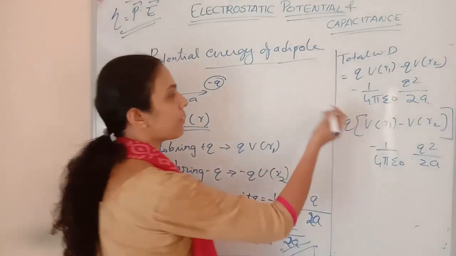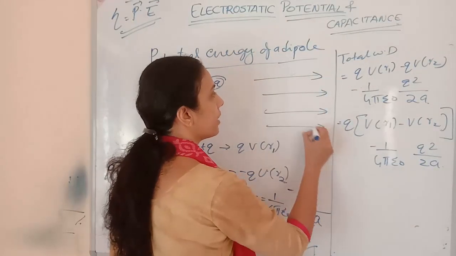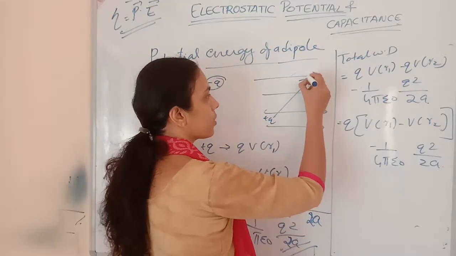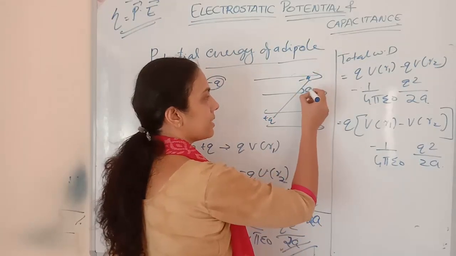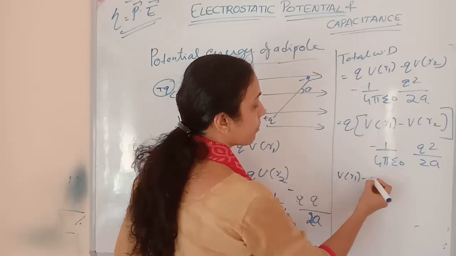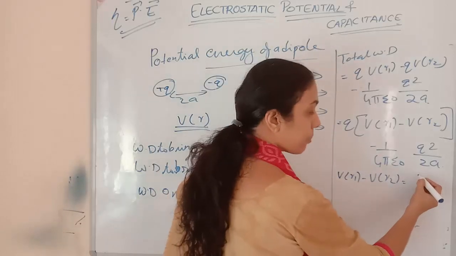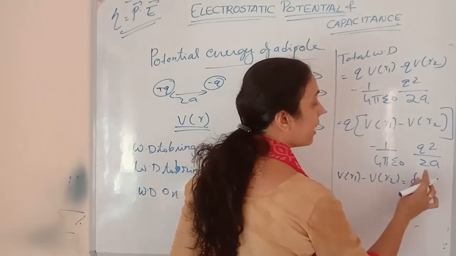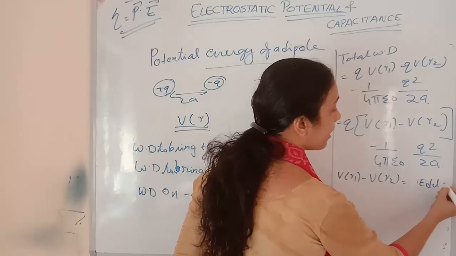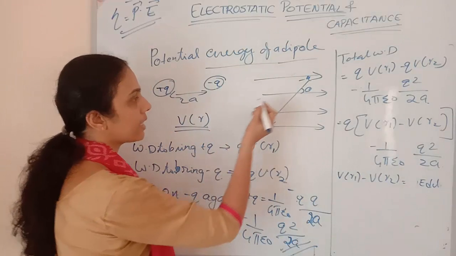So for the potential difference, this is the uniform electric field. Here we kept a charge plus q and this is minus q, which makes an angle theta. Now, how can we find the difference V of r1 minus V of r2? The difference in potential is equal to the integral of E dot dl. Isn't it? So E dl cos theta. We can find that E dot dl.